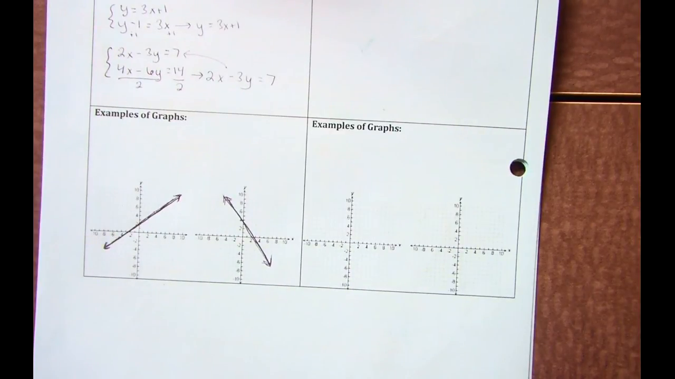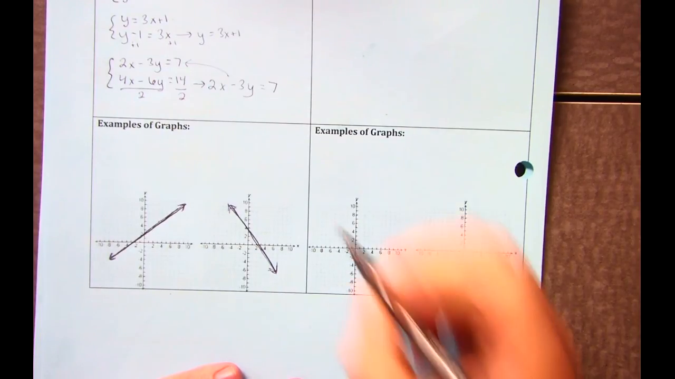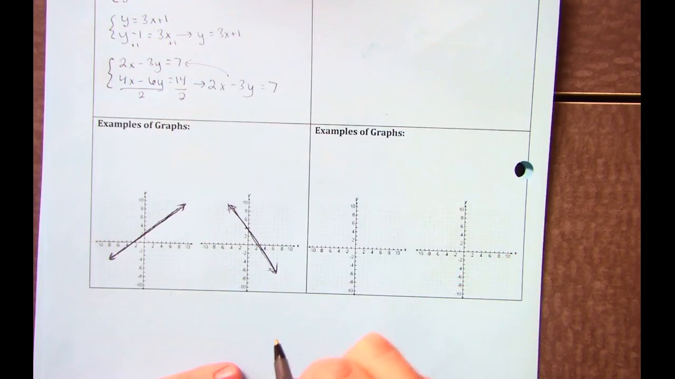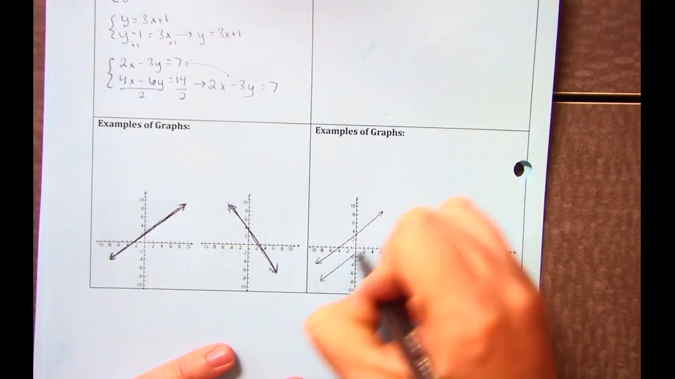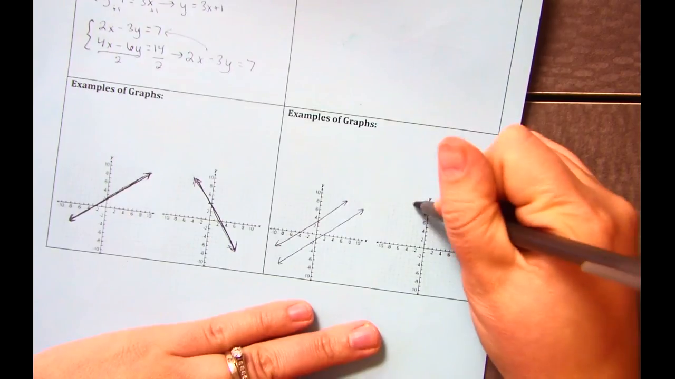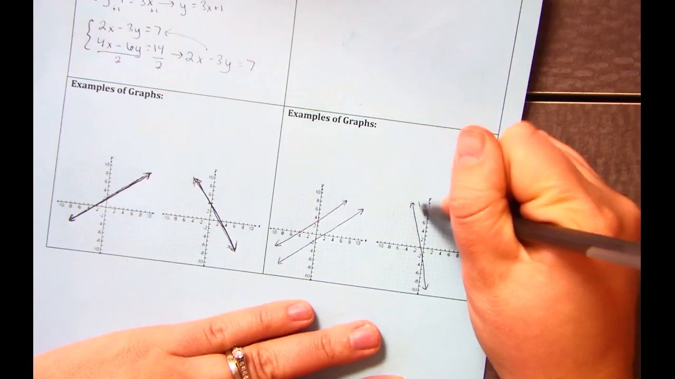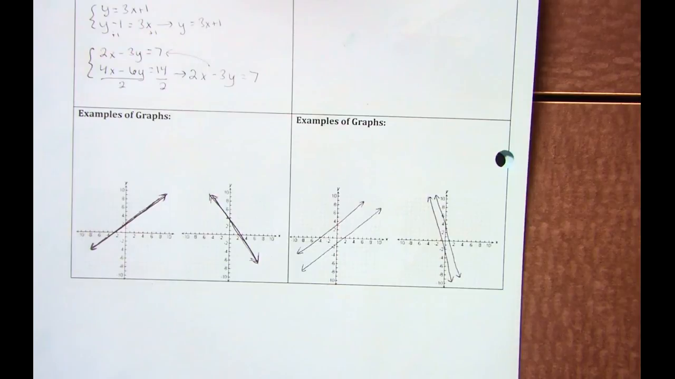Because the solution happens when the two graphs intersect, if the two graphs never intersect, that means there's no solution. And if they never intersect, that means the lines must be parallel. So whenever you have a situation with two parallel lines, that means there is no solution there. Or here, maybe we can do that, and that one. Again, no solution because those two lines are parallel. So they're never going to touch.